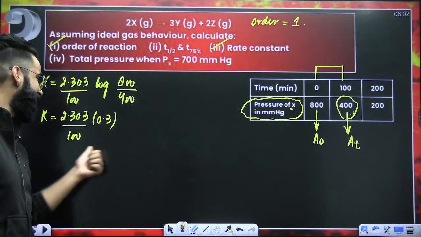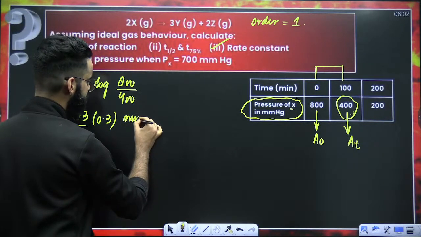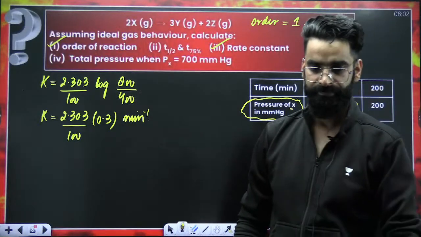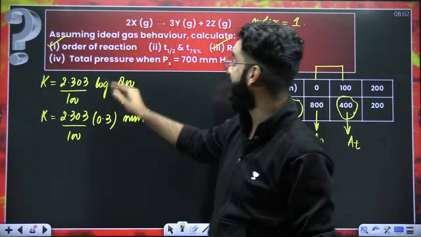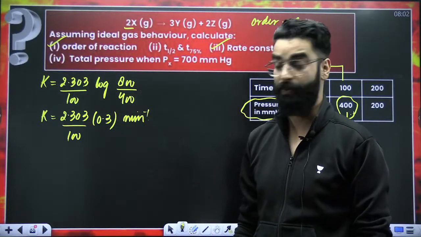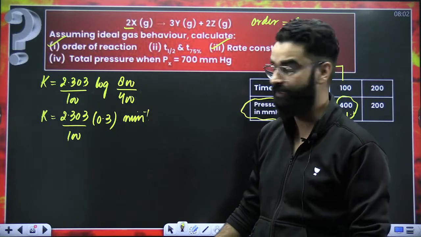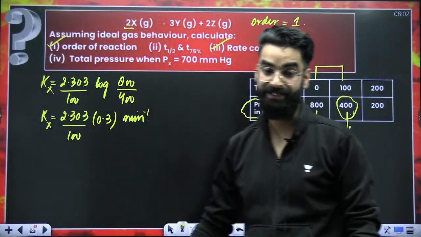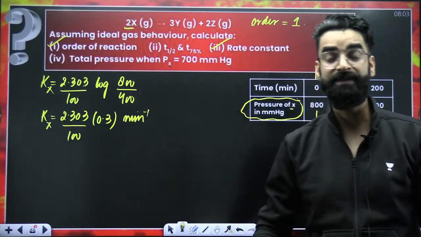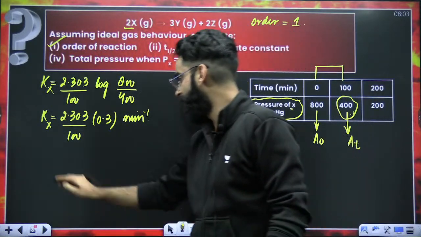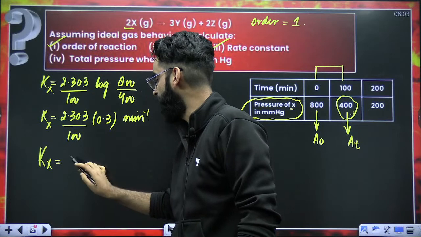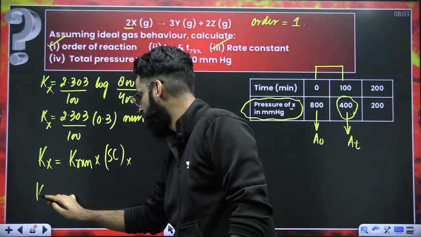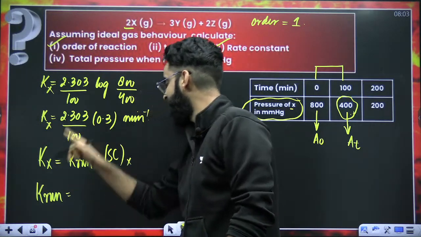Well, if I ask you whether this is the rate constant of the reaction or not, the units are minute inverse. What do you think? Is it the rate constant of the reaction? My dear students, see, the stoichiometry here is 2. If the stoichiometry of the reactant is not 1, then I should call this the rate constant of disappearance of X. I hope you remember I told you in the last session. Now, the rate constant of disappearance of X is equal to the rate constant of the reaction multiplied by the stoichiometric coefficient of X. So from here, you'll get the rate constant of the reaction as Kx divided by the stoichiometric coefficient.